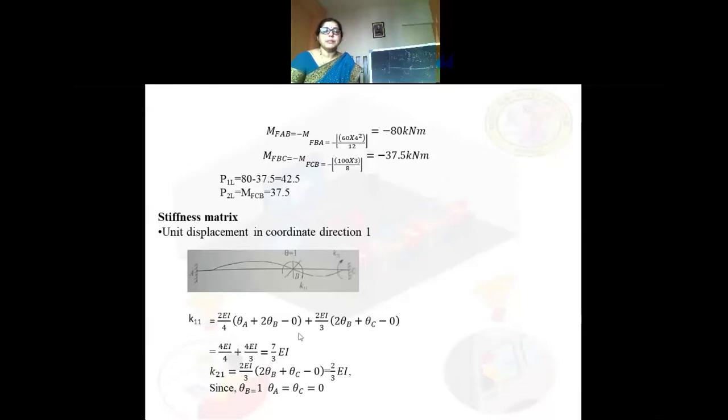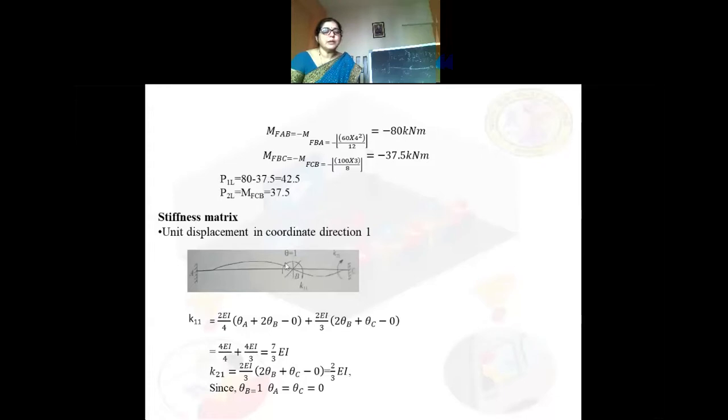So for this, what is the rotation happening? What you have to take? 2EI by L into theta A plus 2 theta B minus 0, because it is connected to two members, that you have to write, plus 2EI by 3 into 2 theta B plus theta C minus 0. Okay, now what is it I am writing? Listen carefully. So here you are writing for MBA.